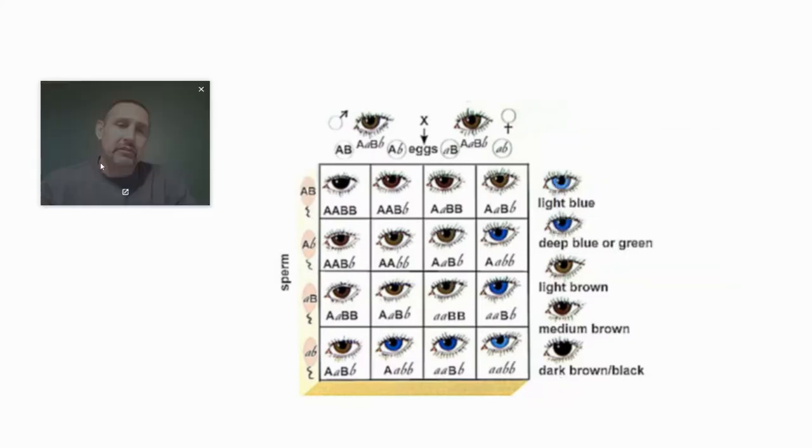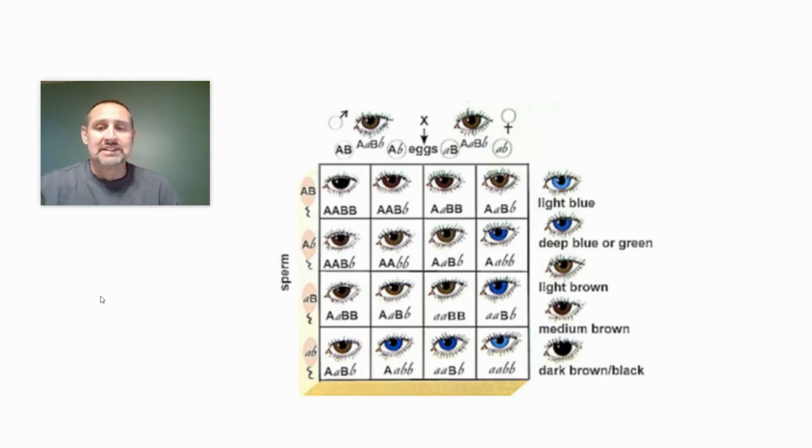Here's an example of a polyallelic trait: eye color in humans. If I have all capital letters, all dominant alleles, that's going to be very dark eyes. If I have all recessive alleles, it's going to be very light colored eyes. A cross between someone who is big A, big B and someone who is big A, little b is going to mean 1 in 16 have those bright blue eyes, and 1 in 16 are going to have the super dark eyes. The more dominant alleles, the darker the eyes. The more recessive alleles, the lighter the eye color.